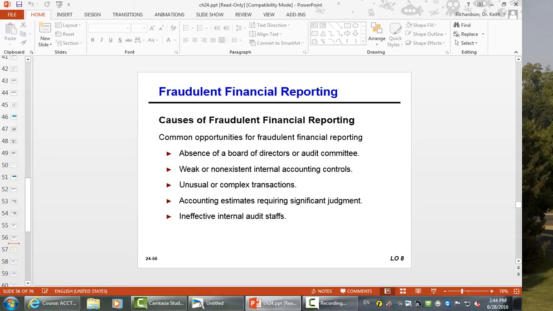No, it's not okay. Is it okay if they don't have an audit committee of the board of directors? Well, actually, you have to have one. If you don't, your internal controls are inadequate.